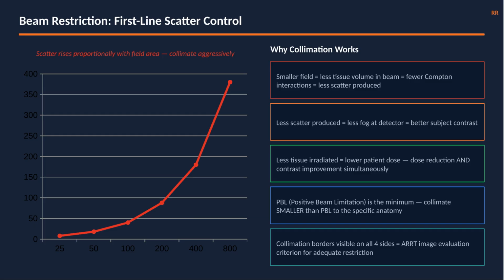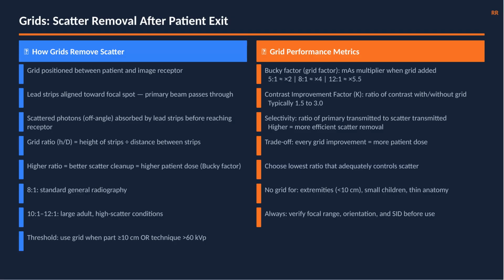The regulatory minimum is positive beam limitation, PBL, which automatically limits the field to the image receptor size. But PBL is the floor, the regulatory minimum, not the ARRT goal. Radiographers are obligated to collimate smaller than PBL whenever the anatomy allows. Every exam, without exception, collimation borders visible on all 4 sides of the image is a required image evaluation criterion on the ARRT. If those borders are not visible, the field exceeded the receptor. That is an LAR, a violation regardless of how good the image looks. Beam restriction reduces scatter before it is produced.